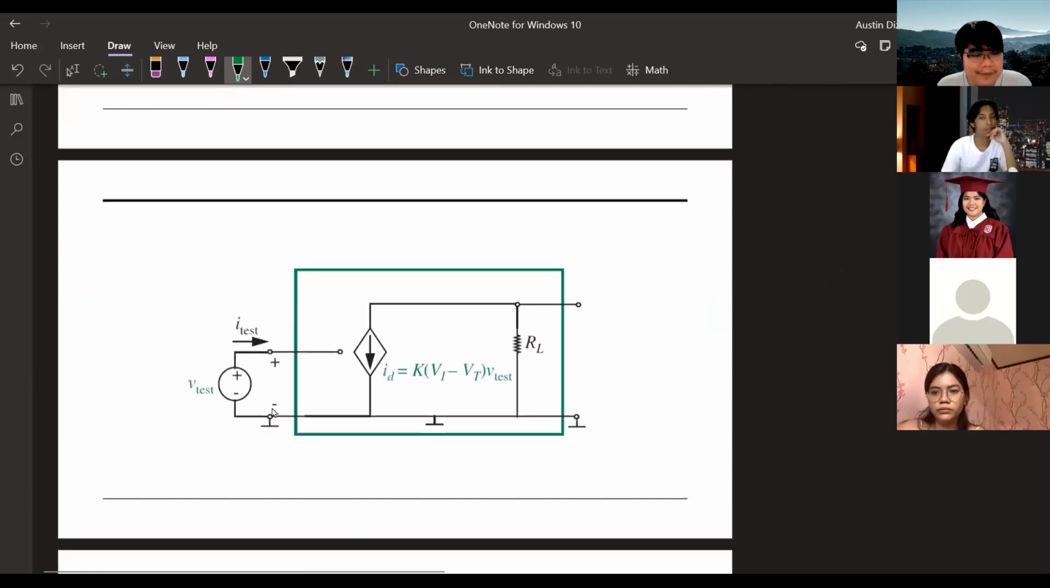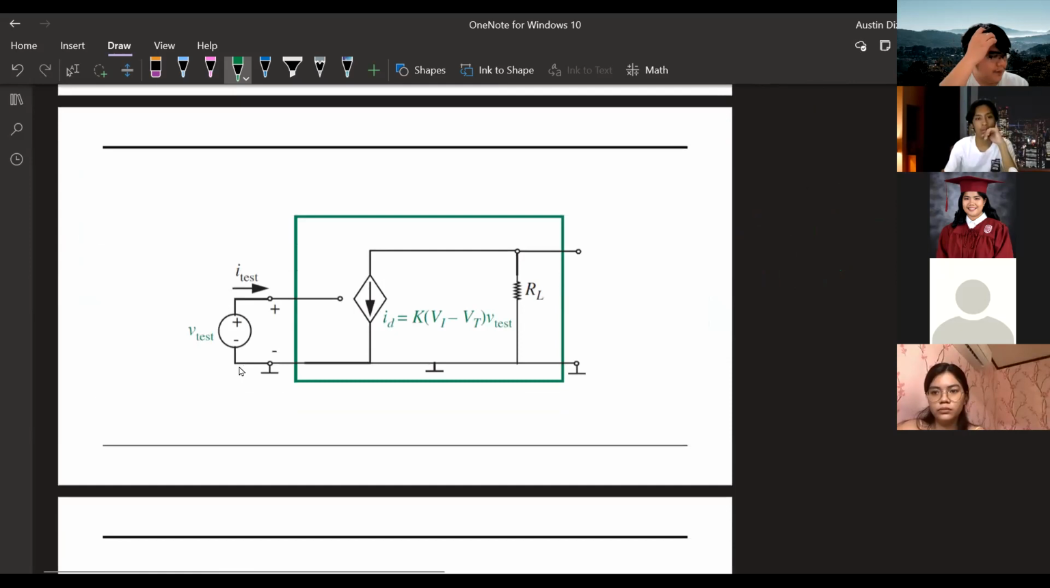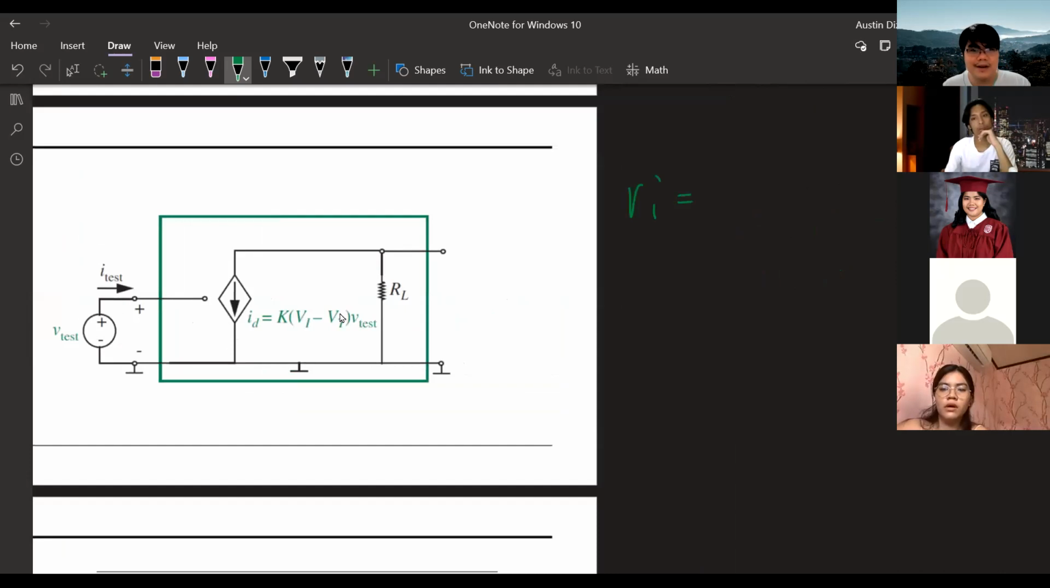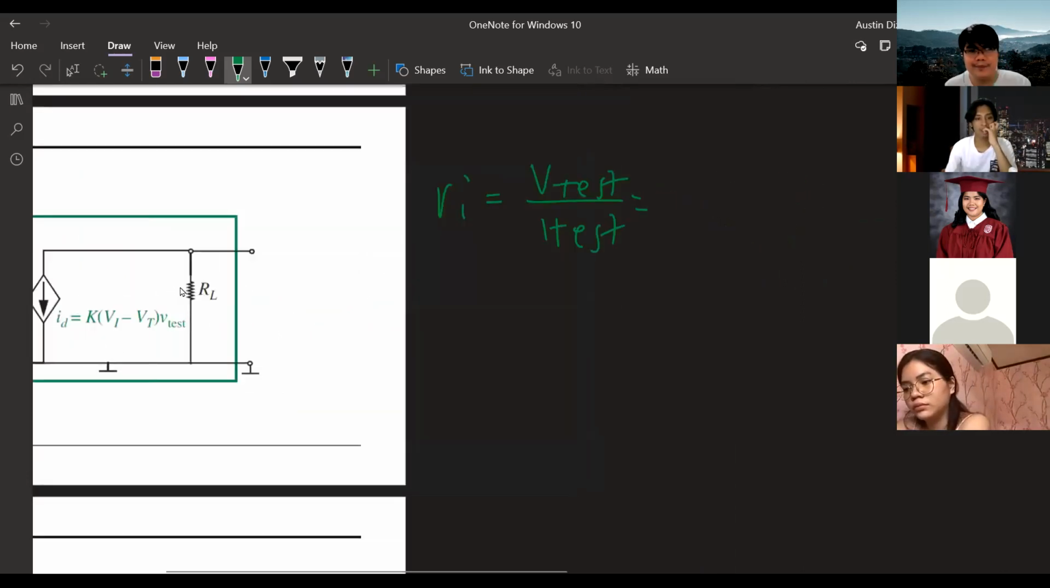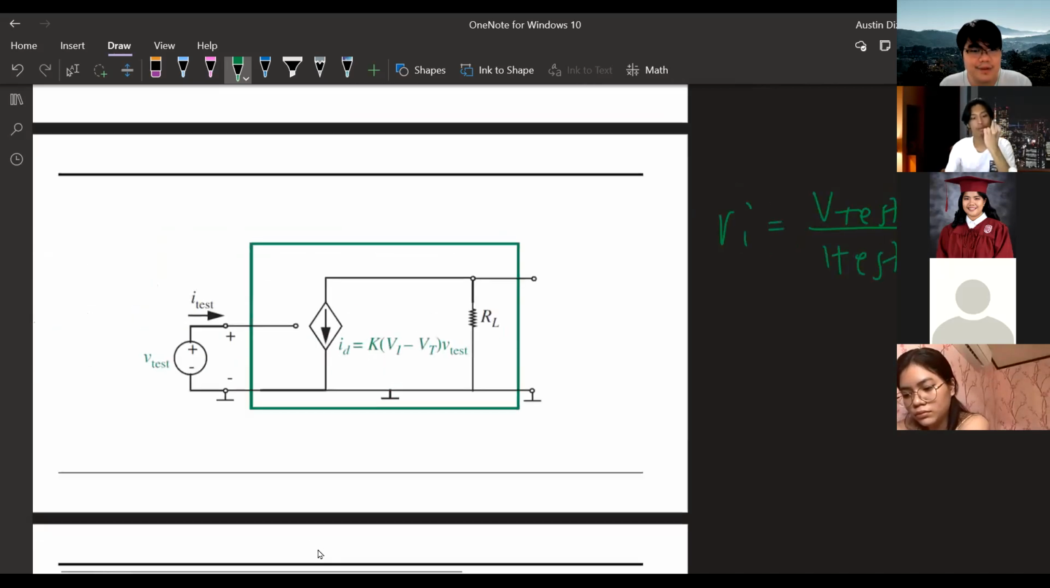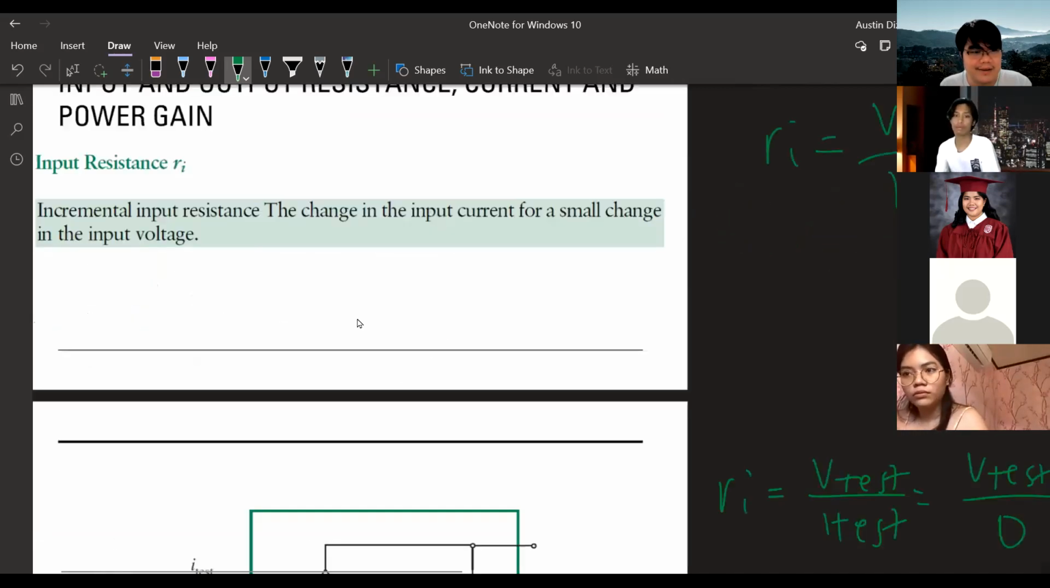Okay, for this part, pag naglagay ako ng V-test and then meron siyang produce na I-test, yun na natin. So Ri, for this case, is V-test over I-test, and then I-test is 0 kasi walang dumadaloy na current sa gate. Zero. So this is infinite. Infinite yung Ri mo. Okay. Dali lang, di ba? Input resistance.